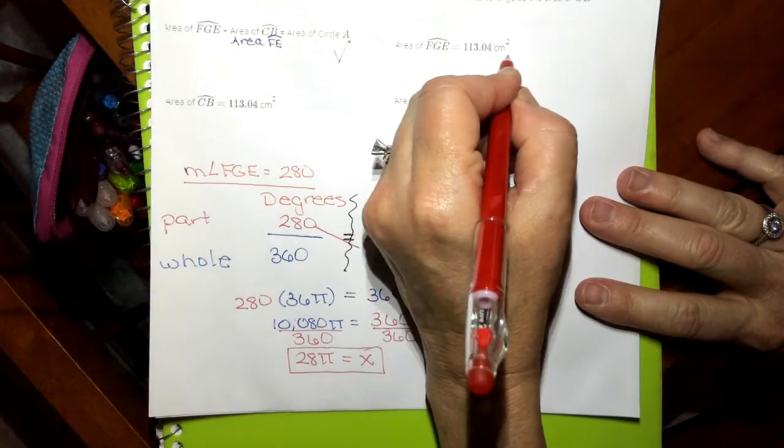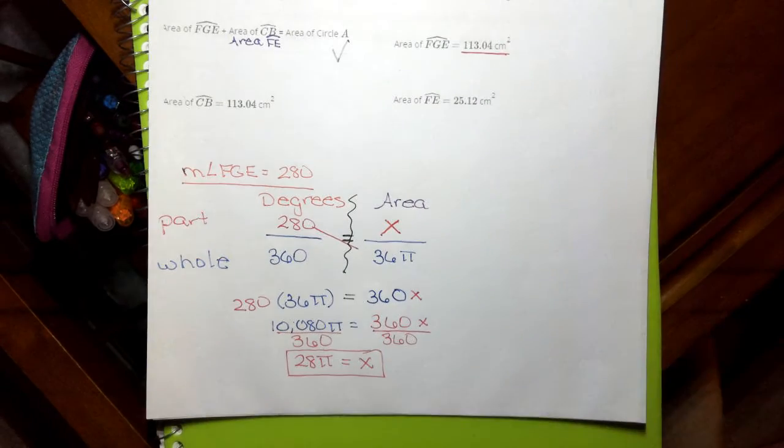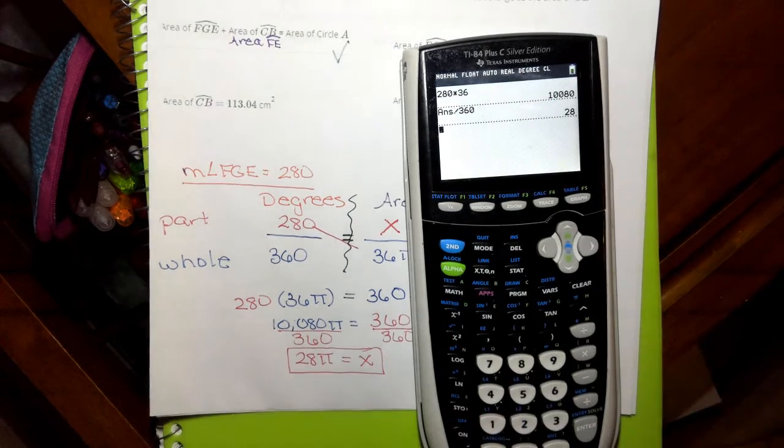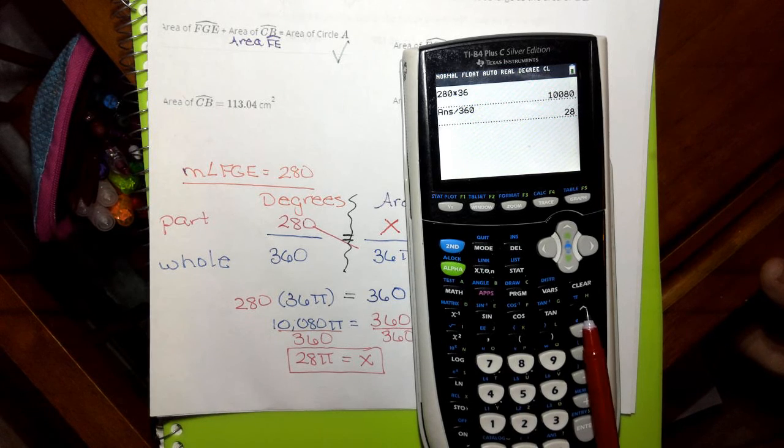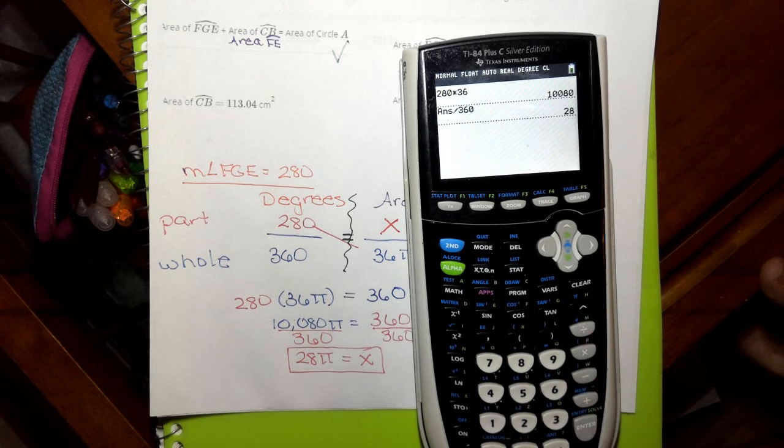Well, they didn't give me anything in terms of pi, so now I'm going to go ahead and plug in. I can either use 3.14 or I can use my pi symbol. And sometimes that pi symbol might be hard to locate, so I'm going to let you choose.